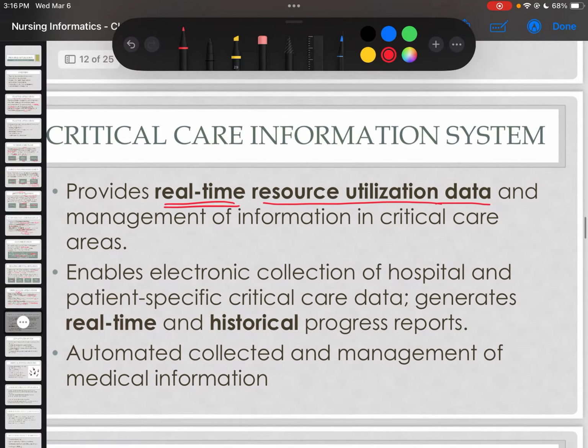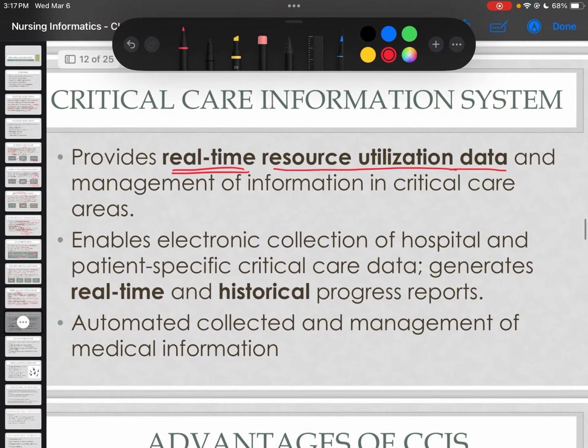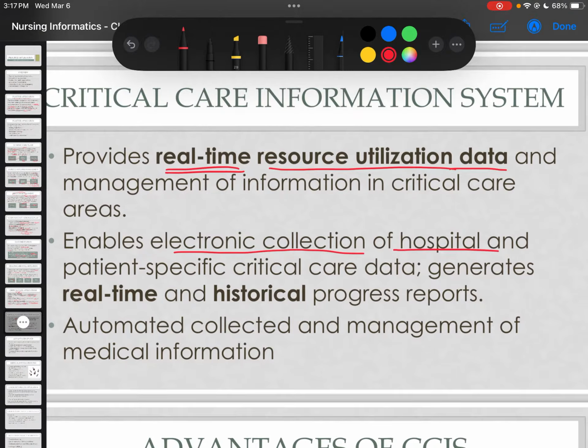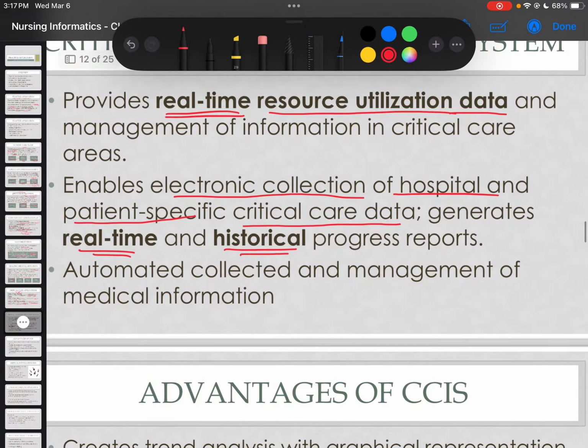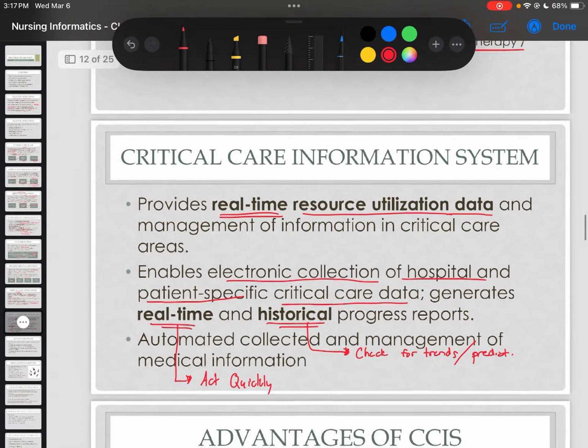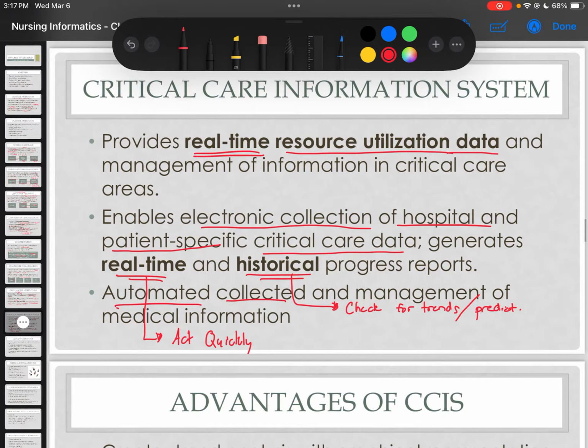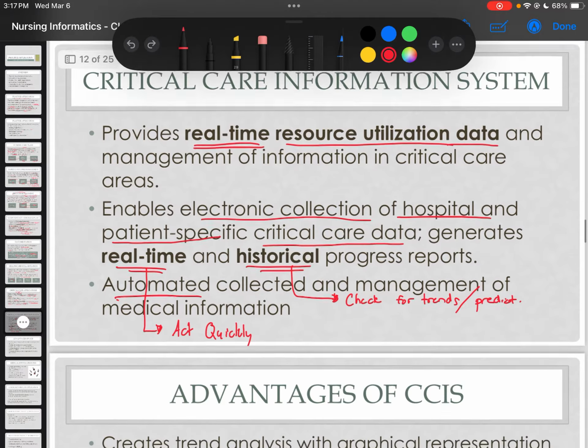Okay? And the management of information in critical care areas. The critical care information system also enables electronic collection of hospital and patient-specific critical care data. Mao na siya katong mga monitoring devices. And this generates real-time and historical progress reports. It needs to be real-time so that we can act quickly. But we should also track historical progress so that we can check for trends. Aside from that, we can also predict based on past precedent. Our critical care information system also allows automated collection and management of medical information, no?